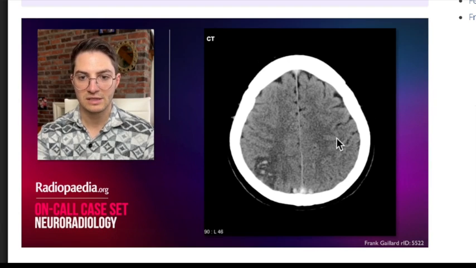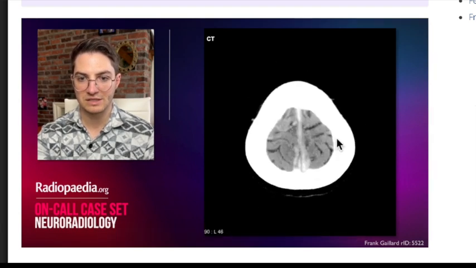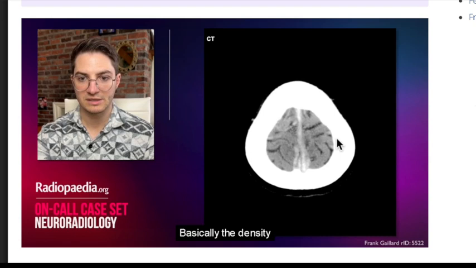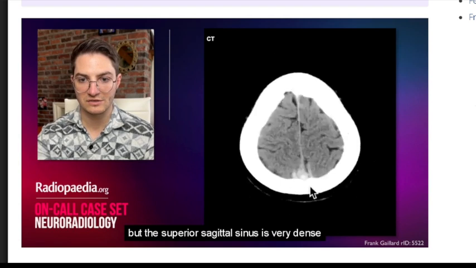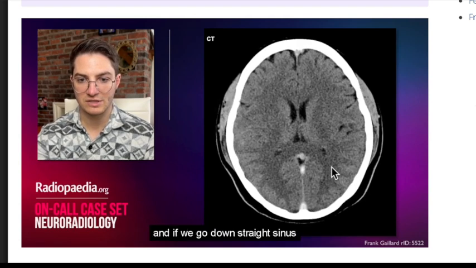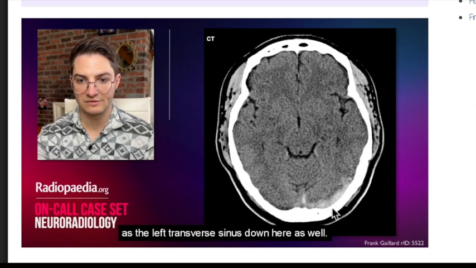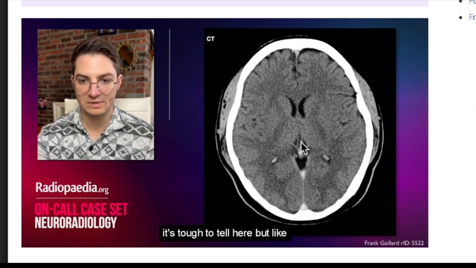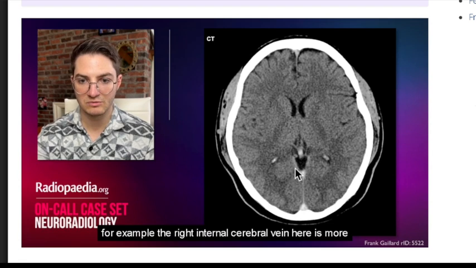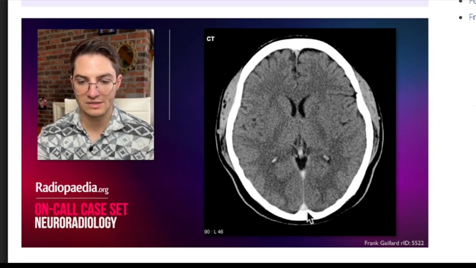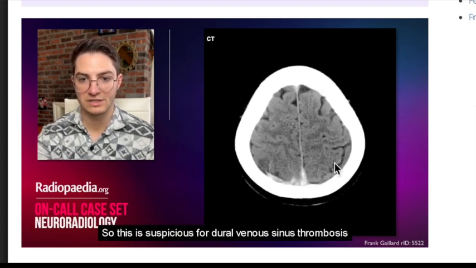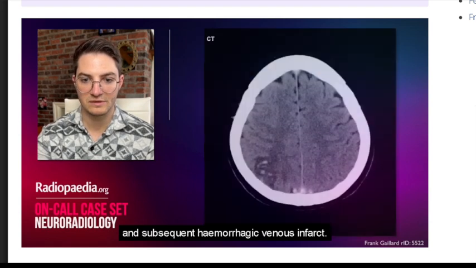If we look closely, this might be tough if you haven't looked at too many head CTs, but once you get used to it, this will stick out a lot more easily. We see density in the sinuses here, as well as some multiple cortical veins, but the superior sagittal sinus is very dense. If we go down, the straight sinus and vein of Galen are also too dense, as well as the left transverse sinus down here. For a quick comparison, the right internal cerebral vein here is more normal density, and the vein of Galen, straight sinus, and the sinus confluence here are a lot more dense. They're too dense. So this is suspicious for dural venous sinus thrombosis and subsequent hemorrhagic venous infarct.